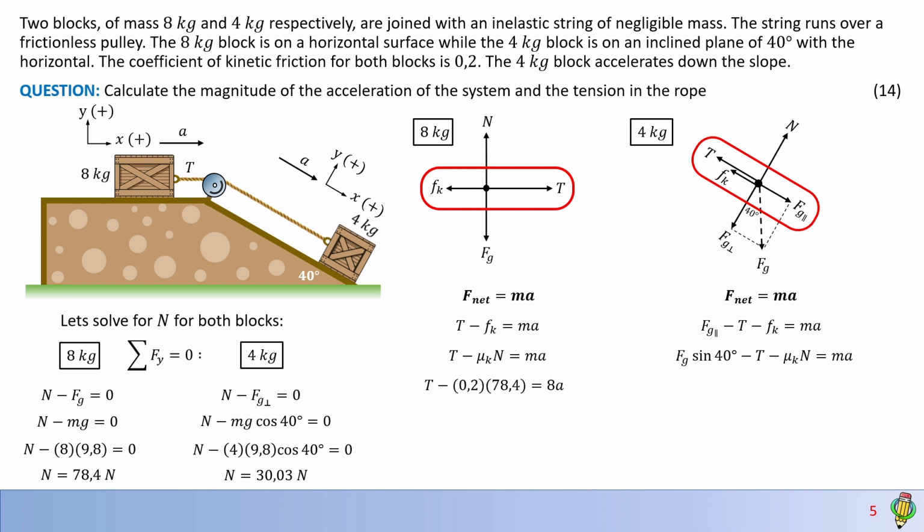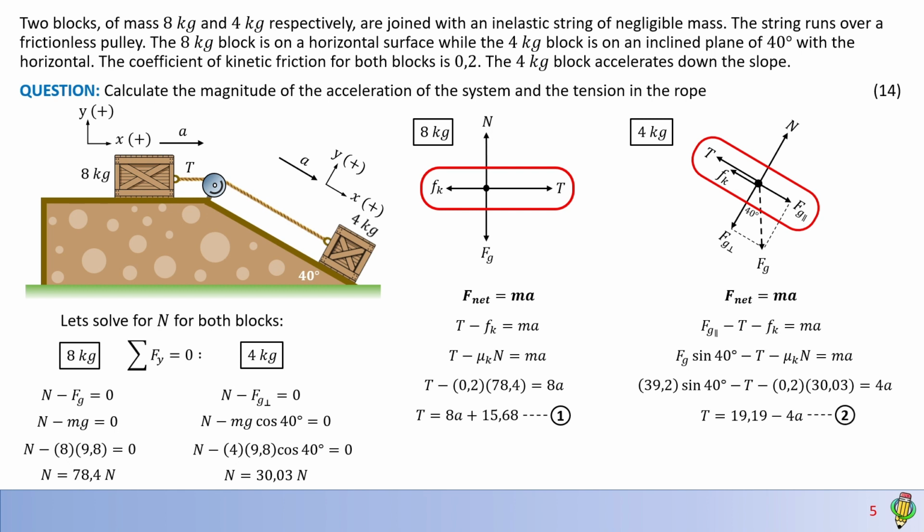For the 8 kg block, T minus the coefficient of kinetic friction, which was given to be 0.2, times our normal force of 78.4 equals the mass, which is 8, multiplied by the acceleration. Then likewise, in the 4 kg block, here is our substitution. We can simplify those equations, and for the 8 kg block, we'll call that equation 1. We simplify the 4 kg expression, and we call that equation 2.